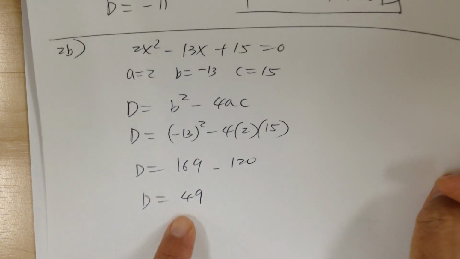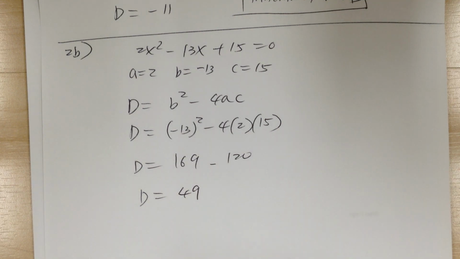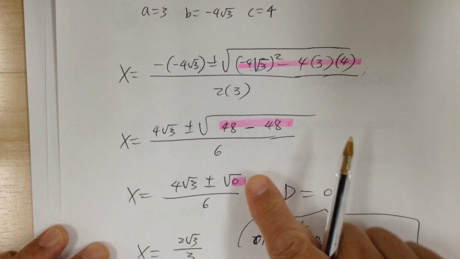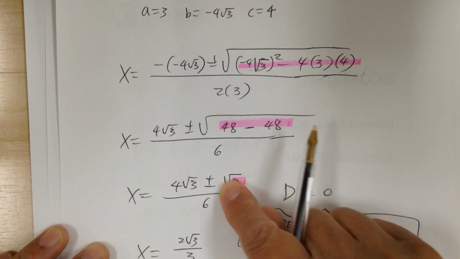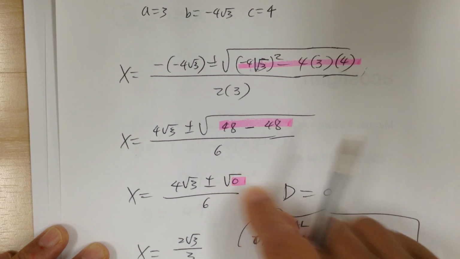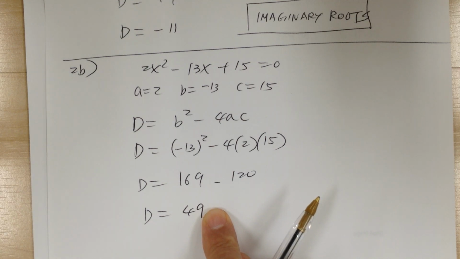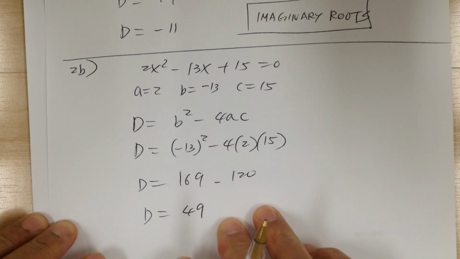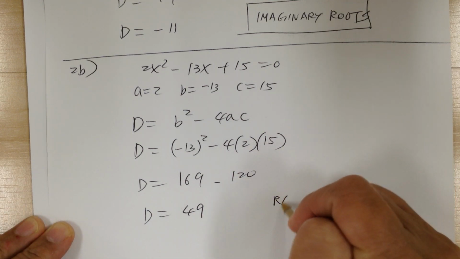Now notice d equal to 49. So this is a perfect square. So when you have 49, you can take it out of the square root. So in this case, there would be no square root, and the answer will come out nice. So your roots are real and rational. So this one you're going to get rational roots.